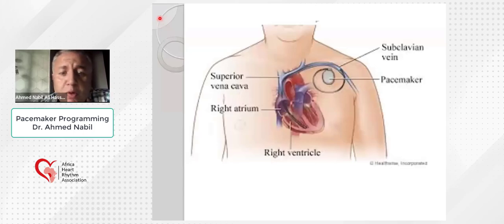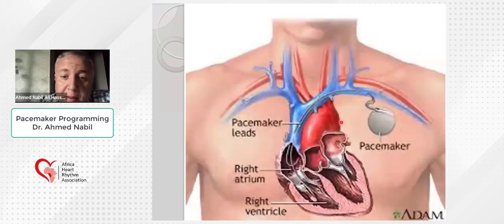Of course, we all know that basic pacemakers are either a single chamber pacemaker with only one pacing lead inserted in the right ventricle, or a dual chamber pacemaker with two leads, one in the right atrium and the other in the right ventricle.